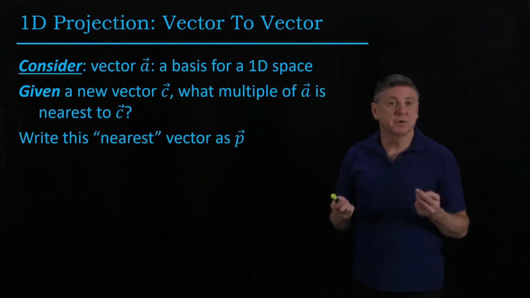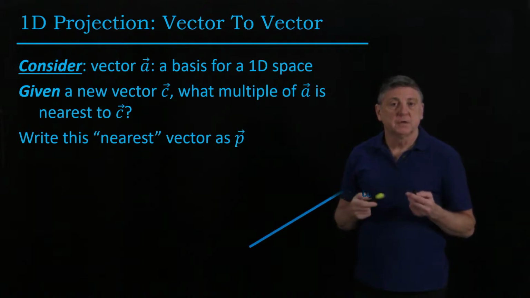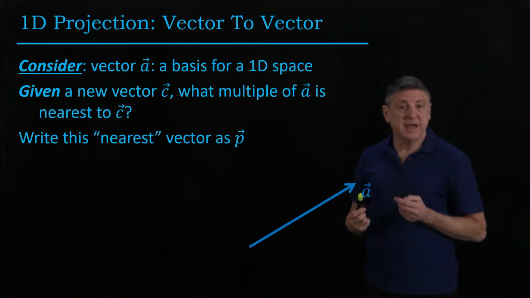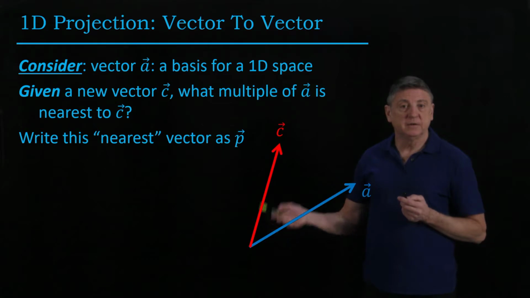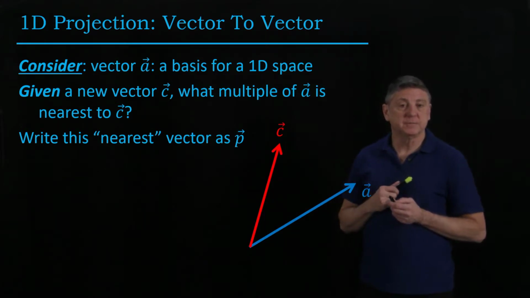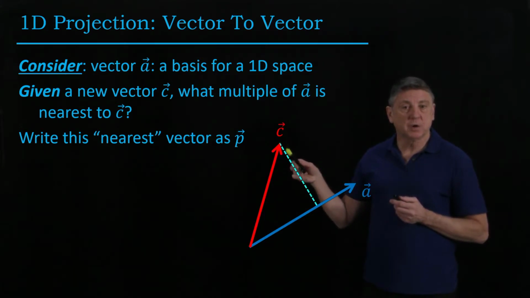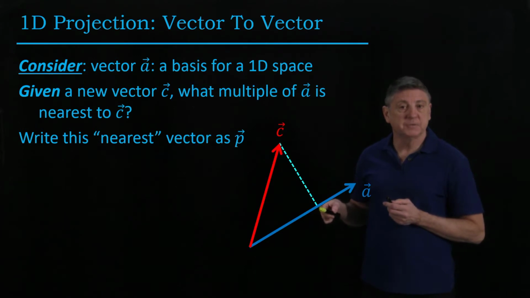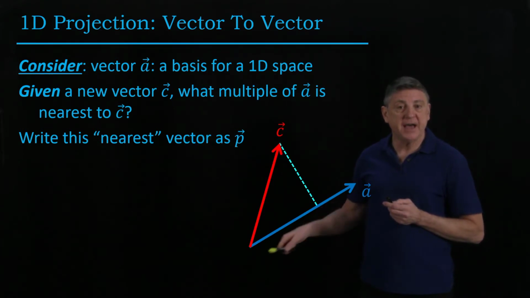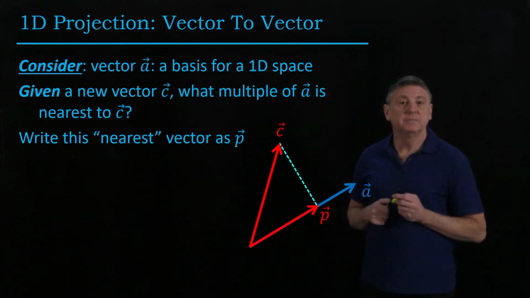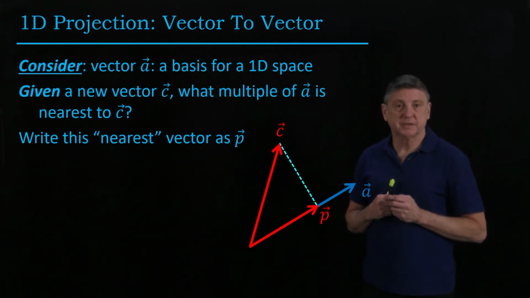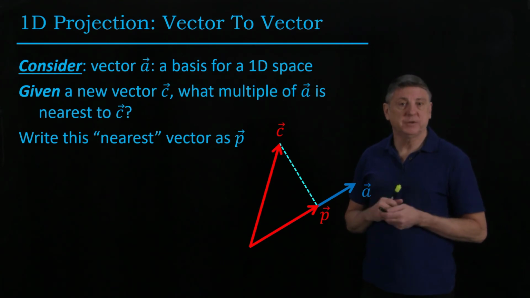Well, we can draw this geometrically. So suppose that we're given this vector A, and then we're presented with a new vector C. Well, what we could do is we could draw a perpendicular line from C down to A, and that would be the vector P, which we'll refer to as the projection. So now, let's see how we could compute this.